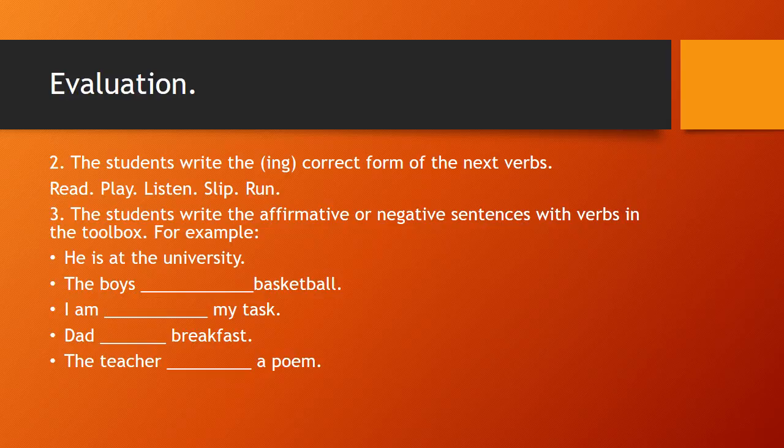The other point is that students write an affirmative or negative sentence with the verbs in the tall books. For example, we are going to see the first correct sentence: he is at the university. So the students must complete the other sentences. The boys, I am, my task, that, breakfast, the teacher, a point.